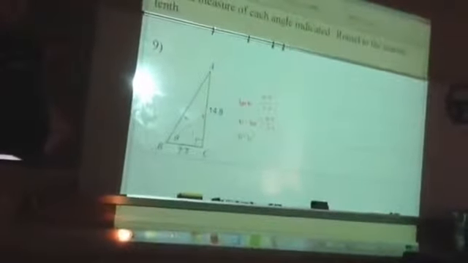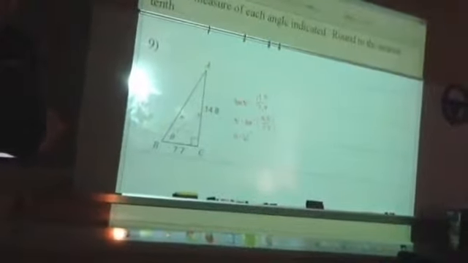So we went over every type of problem that anybody could see on this test. There's 3 of each.